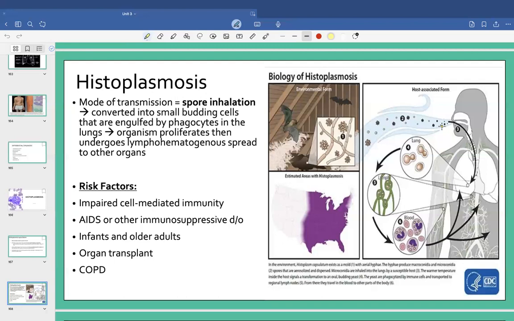Infants and older adults are at risk. Organ transplant patients are at risk. And patients with COPD. Now, histoplasmosis is usually not a cause of COPD, but it can contribute to lung damage and fibrosis, which can make your patient with COPD have worsening symptoms, or put them at risk for developing COPD, but it typically is not a direct cause of the condition.